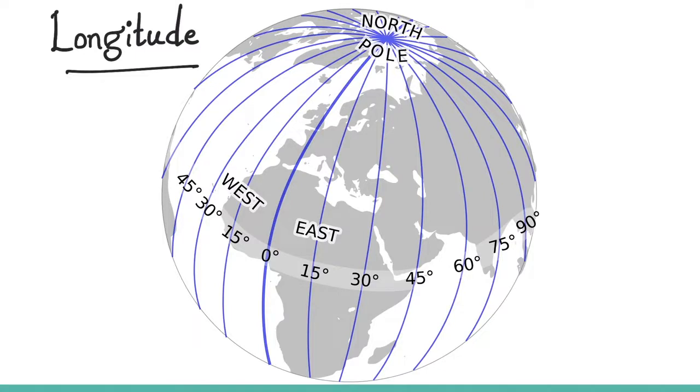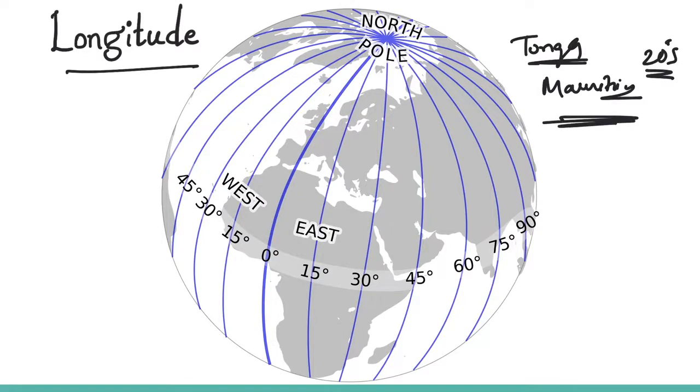To fix the position of a place, it is necessary to know something more than the latitude of that place. For example, Tonga Island in the Pacific Ocean and Mauritius Island in the Indian Ocean are situated on the same latitude, that is 20 degrees south. Now, in order to locate them precisely, we must find out how far east or west these places are. And therefore, we use meridians of longitude to find out the distance.